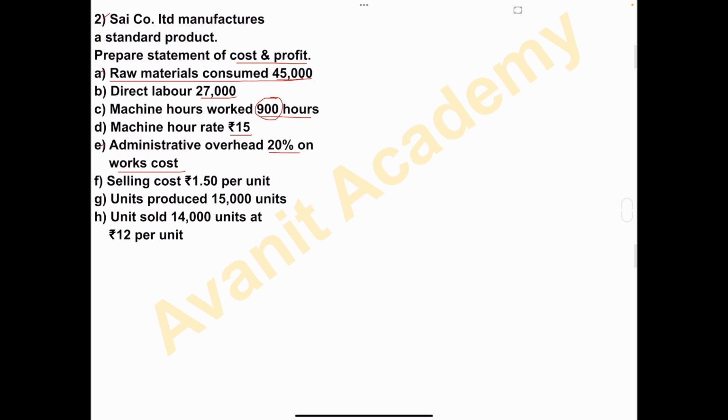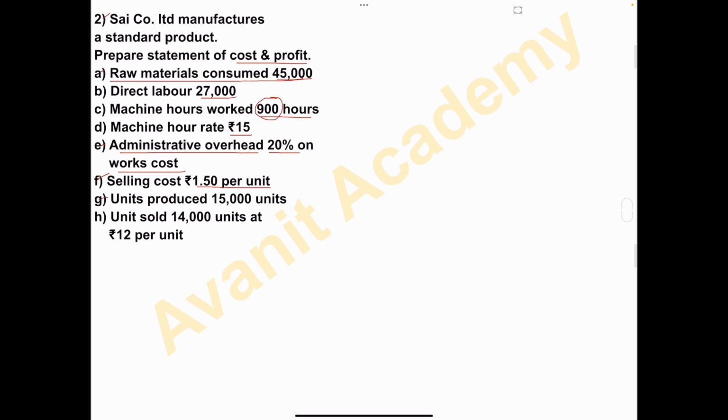So administrative overhead, how much we have to charge? 20% on works cost. So whatever the works cost amount we will get, of that 20% we have to take as administrative overhead. F. Selling cost is rupees 1.50 per unit. That is 1 rupee 50 paise per unit. That is selling and distribution cost.